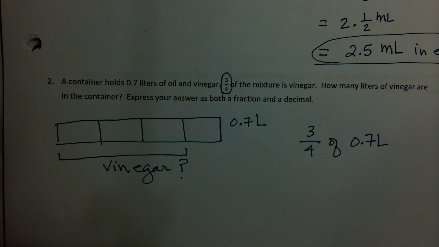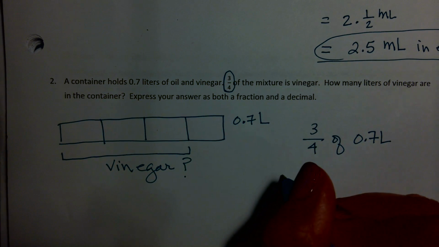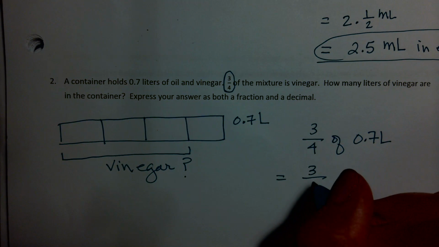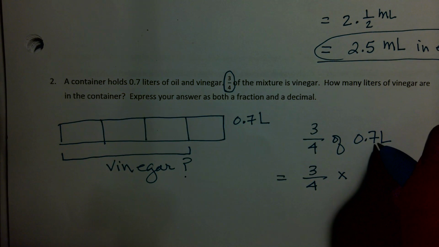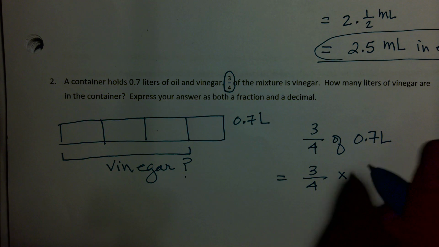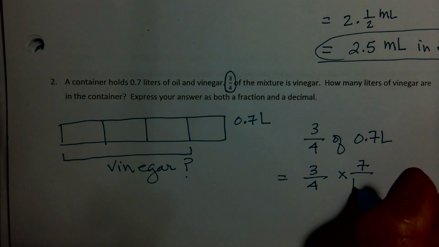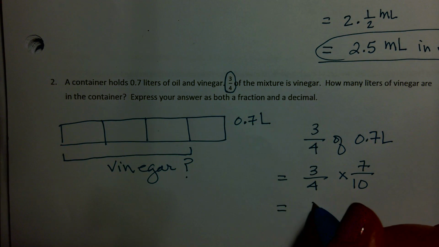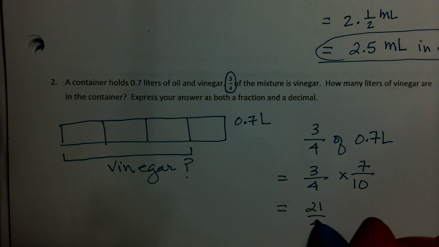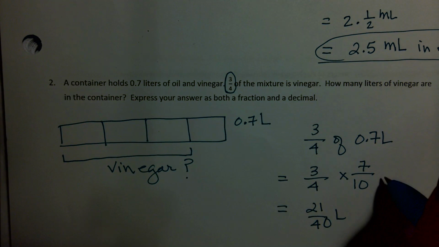Okay, we have a fraction and a decimal right now. What would make this problem a lot easier? How about if we keep our fraction, and we know this is 7/10, right? So how about if we change our decimal into a fraction and change it into 7/10? All right, so we end up with 21/40 of a liter, right?